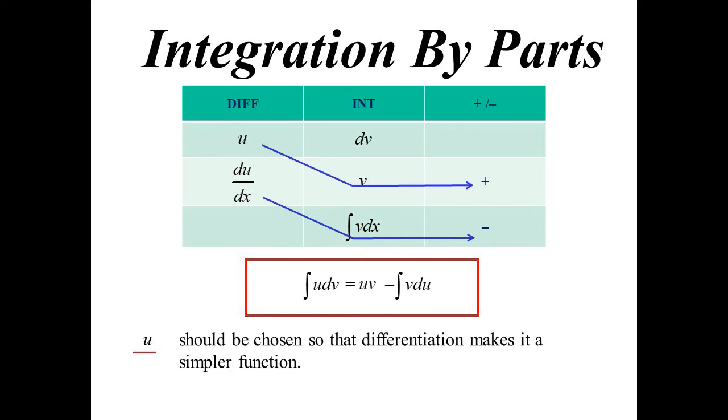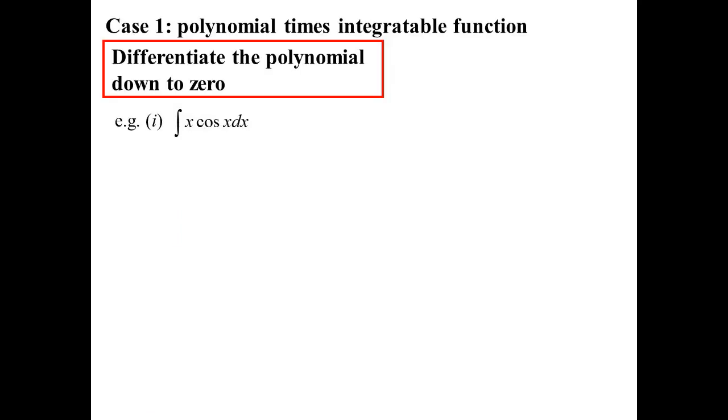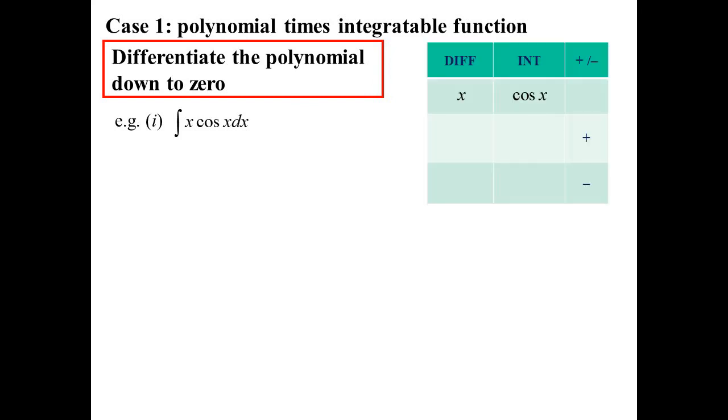So let's have a look. It's still the same ideas. You will choose u so that differentiation makes it simpler, and v something we can integrate. That hasn't changed. The first case we'll look at is where one function is a polynomial times something that can be integrated. A fairly simple one here: x cos x. When we set up our columns, I'll differentiate the polynomial, and I'll keep doing it until I get to 0. So differentiate x, we get 1, differentiate 1, I get 0.